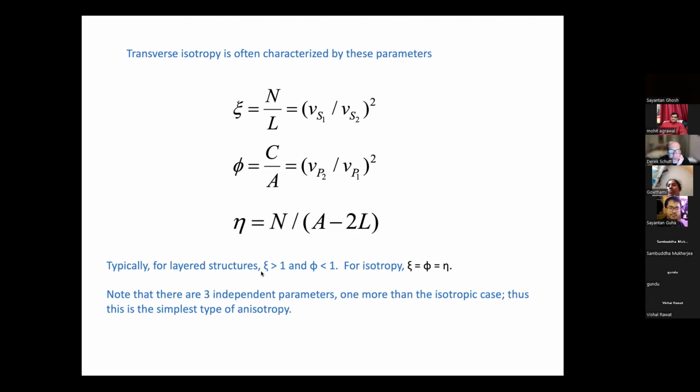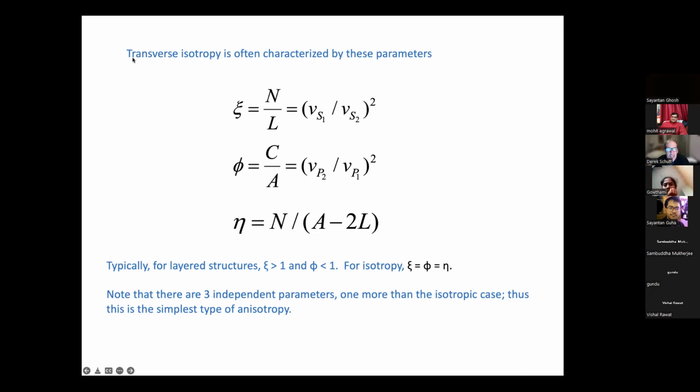And typically for layered structures, zeta is greater than 1 and phi is less than 1. In an isotropic case, zeta, phi, and eta are all the same. So in this case, we have 3 independent parameters, which is 1 more than the isotropic case. So this is the simplest type of anisotropy.